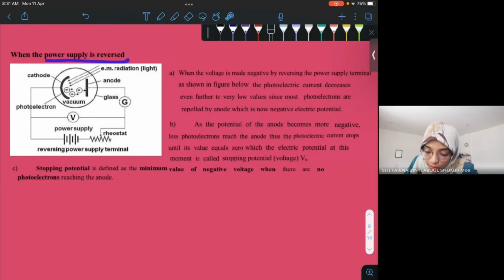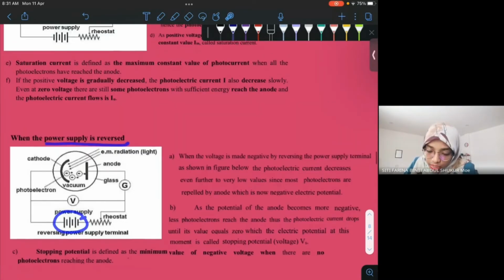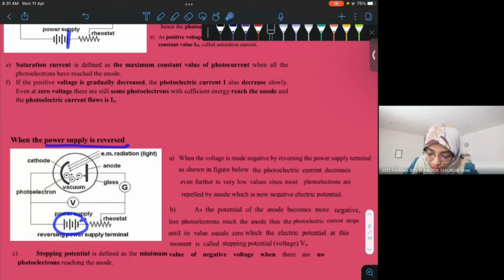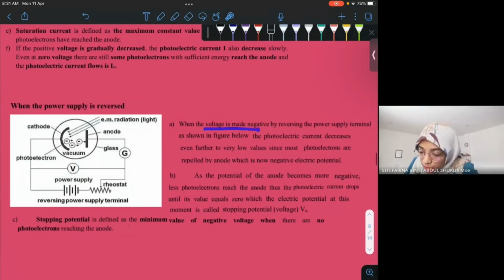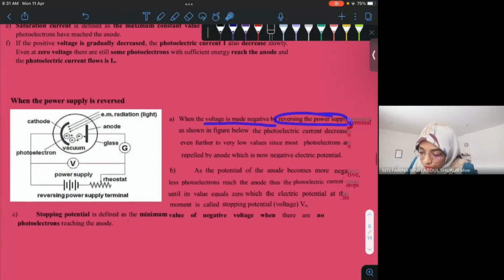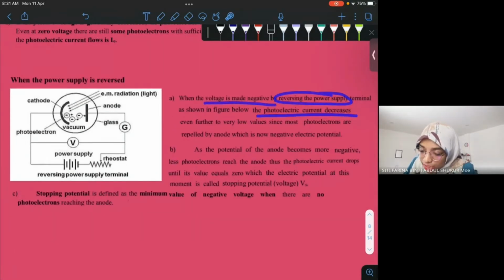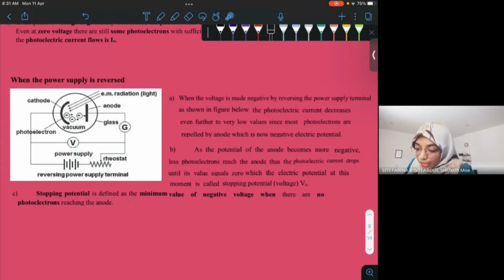Okay, next apa yang kita nak buat adalah we are going to reverse the power supply. Okay, maksud reverse the power supply adalah positive negative ni terbalik lah. Kalau kamu tengok tadi, positive on the right, now negative is on the right. So you switch the terminal. Okay, when the voltage is made negative by reversing the power supply terminal, photoelectrons decrease even further to very low values since most photoelectrons are repelled by the anode which is now at negative electric potential.